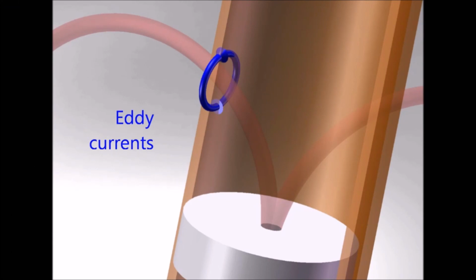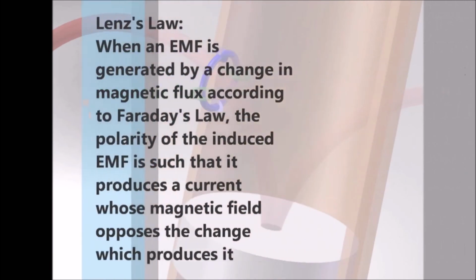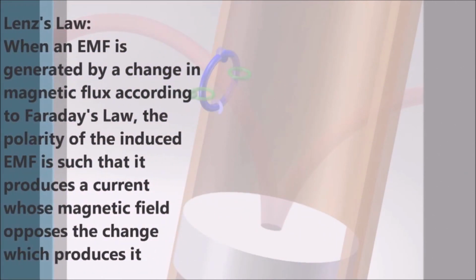This induced voltage creates electric currents in the copper called eddy currents. They're called eddy currents due to the circular motion they undergo. All electrical currents produce their own magnetic fields, which are illustrated in this diagram by green lines. Another law predicts the direction these induced electric currents and their magnetic fields will flow. This is called Lenz's law.